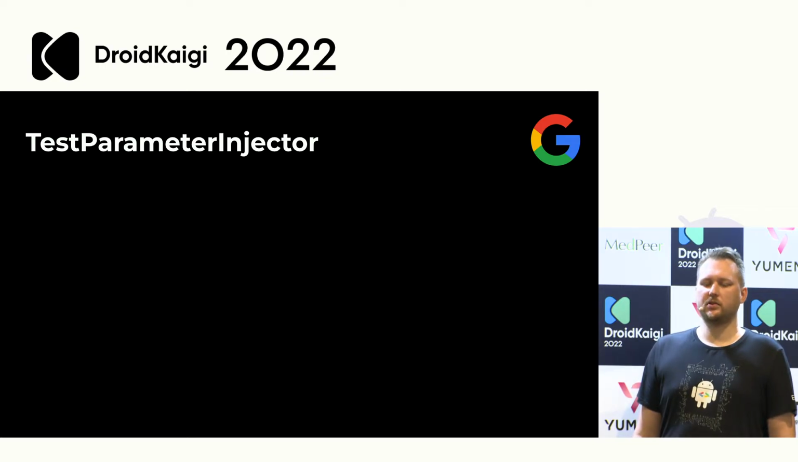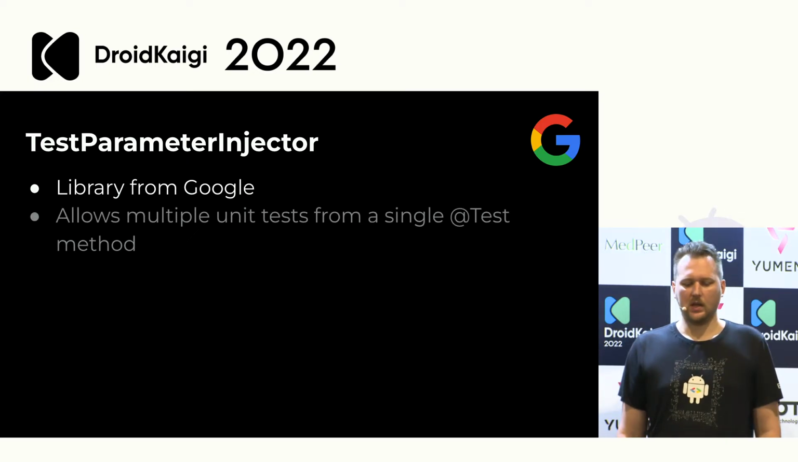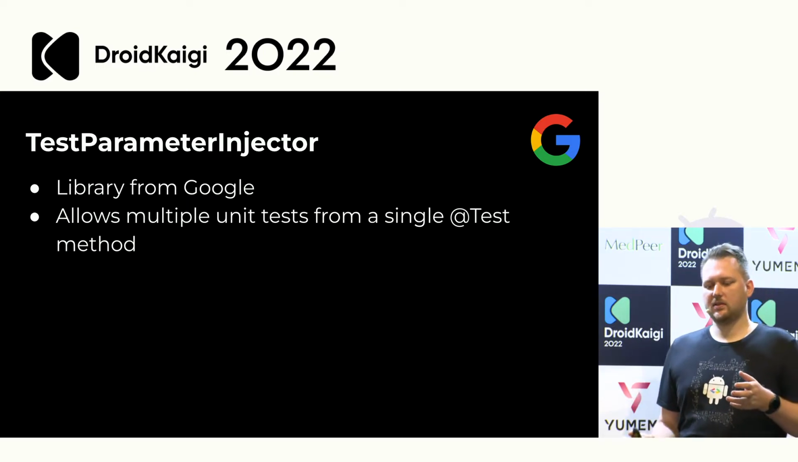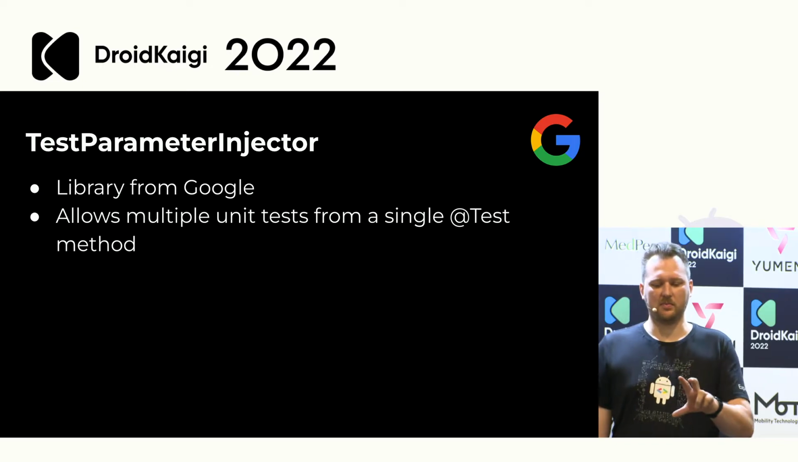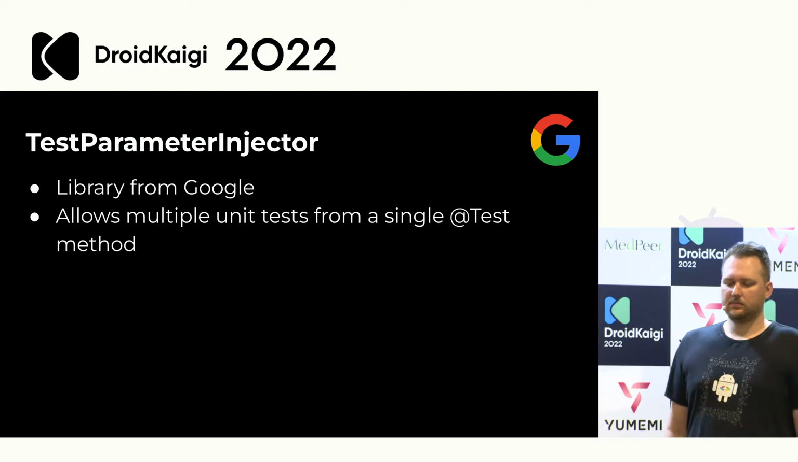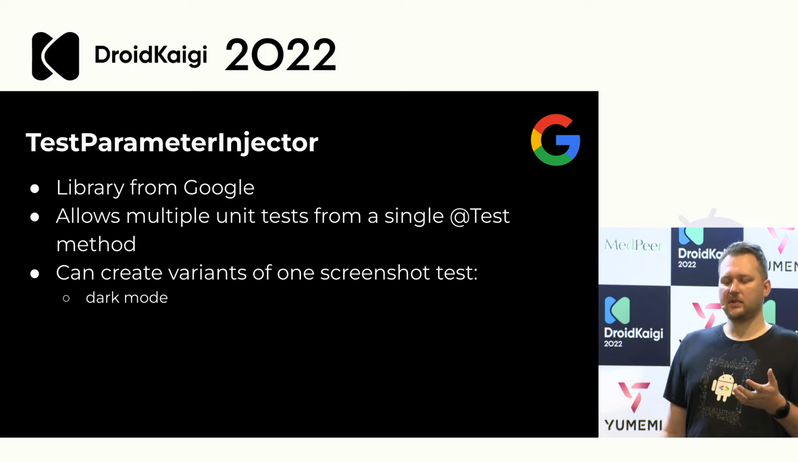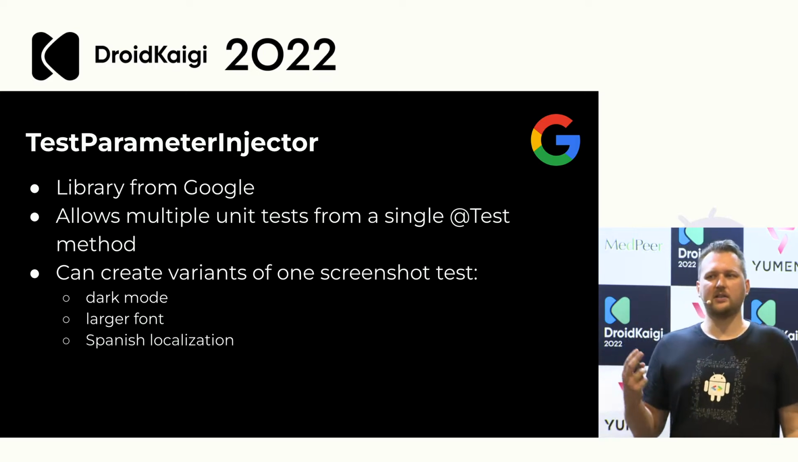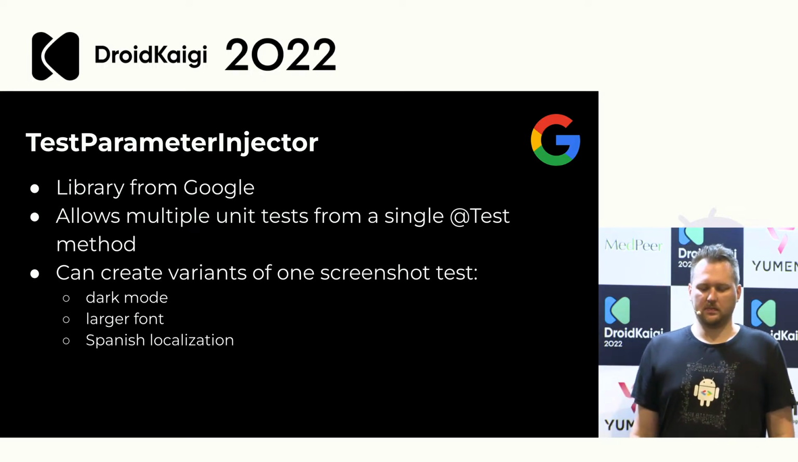And the last library I want to show you is called Test Parameter Injector. It's a library from Google, and it's a general tool. When you have unit tests and you have a test annotated method, it can create multiple unit tests from one single test method. So it's really helpful for screenshot testing, because you can create variants of the same test for a dark mode or a larger font, maybe some different localizations, stuff like that. So you can really have hundreds or even thousands of screenshot tests with all these combinations.